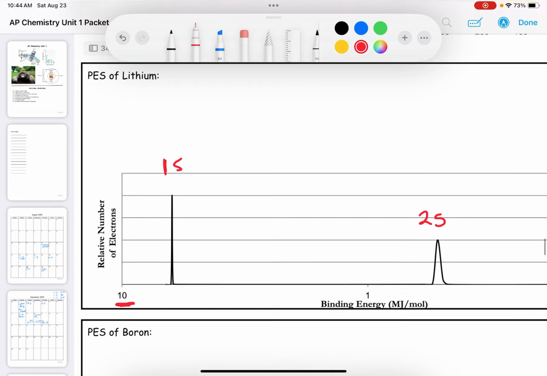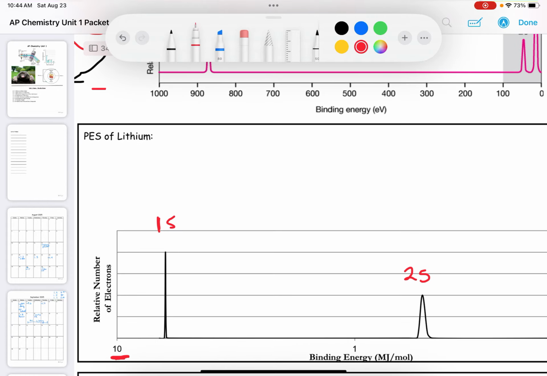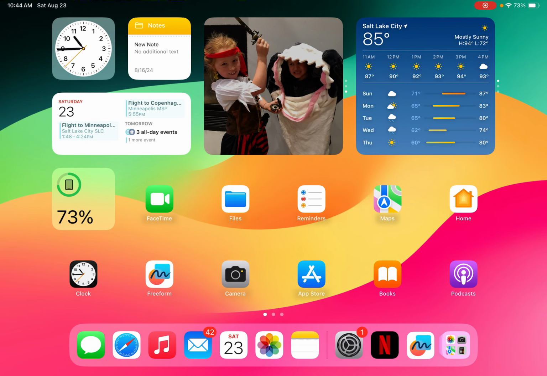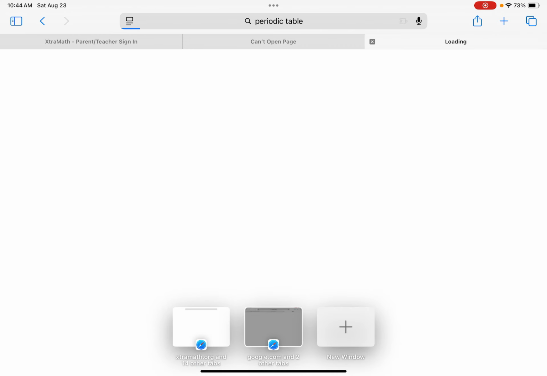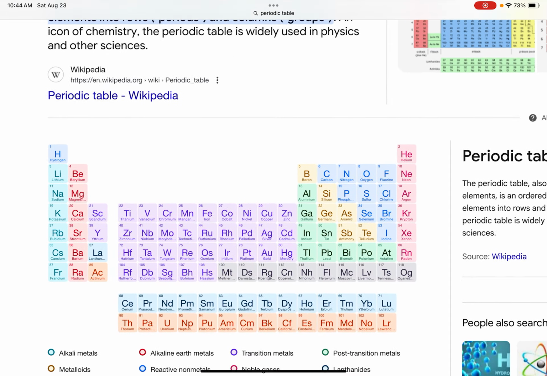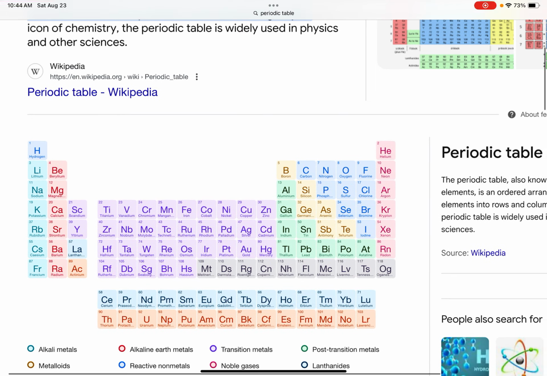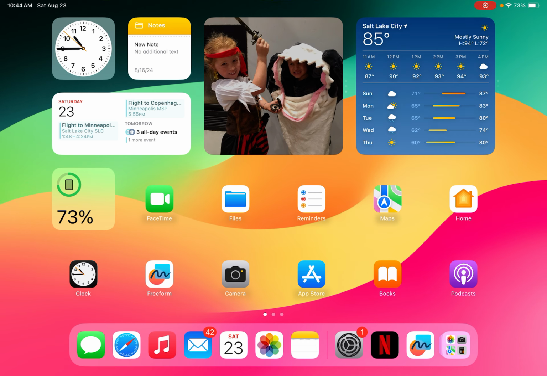So that means that we have the electron configuration of 1s2, 2s1. Okay? So then, checking our periodic table here, 1s2, 2s1 is our lithium. Wonderful.